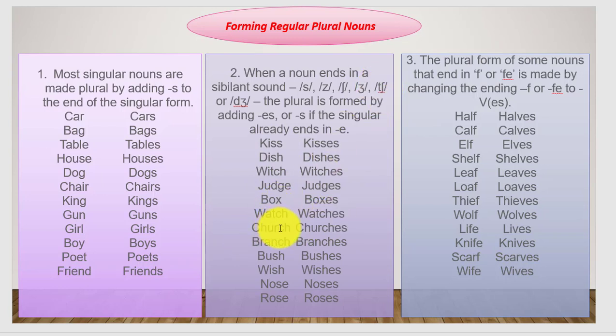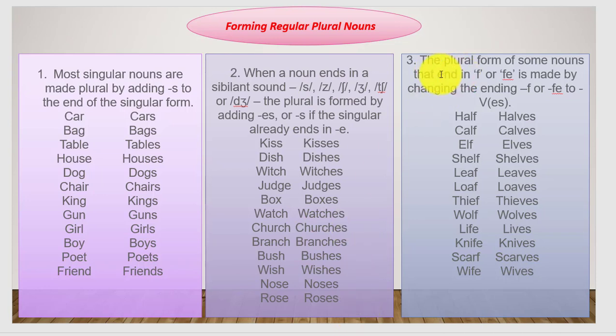Church, churches. Once again ch sound. Branch, branches. Once again ch sound. Bush, sh sound. Bush, bushes. Wish, sh sound, wishes. Nose, z sound, and noses. Rose and roses. So we get their plurals this way.